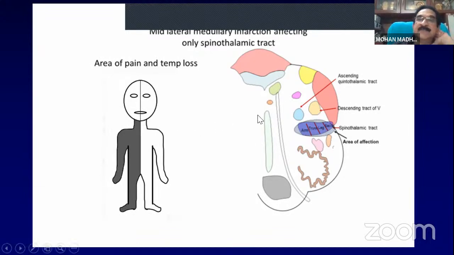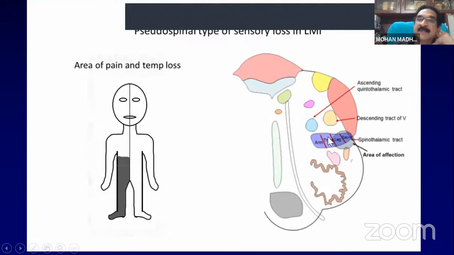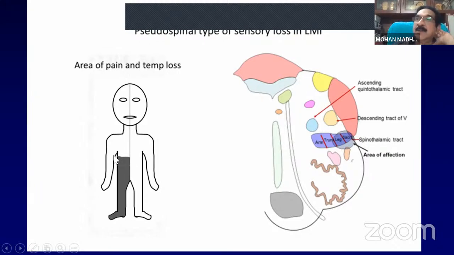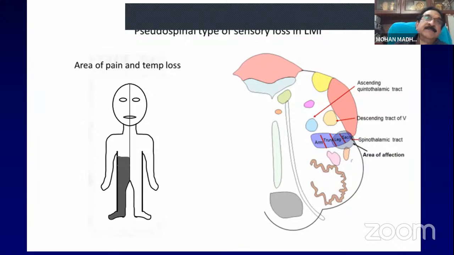So this is another type where the descending tract is spared, ascending trigeminothalamic tract is spared. Suppose only the lateralmost part of the spinothalamic tract is affected, you can have pain loss only on the contralateral side of the right lower limb. So you may get a level in the contralateral lower limb up to the mid trunk. You may erroneously diagnose a thoracic condition. You take an MRI. Previously I had a patient who came with that. When she was taking a bath, she noticed that she could not feel the warmth of the hot water on the right lower limb. That's the only complaint.